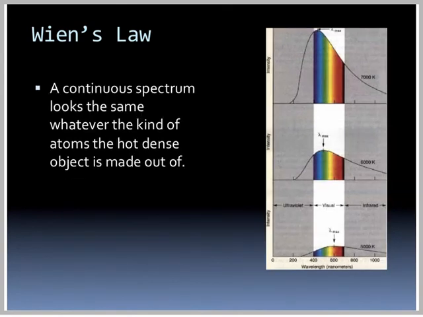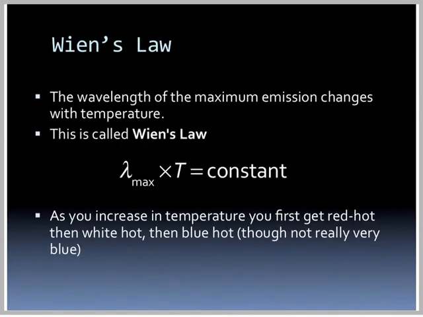Now, a continuous spectrum looks the same whatever the kind of atoms the hot, dense object is made out of. It doesn't matter what it's made of, just its temperature. And the wavelength of the maximum emission changes with temperature, and that's Wien's law. Essentially, the maximum wavelength times the temperature is just a constant. So as you increase in temperature, you first get red hot, then white hot, then blue hot, though not very blue.